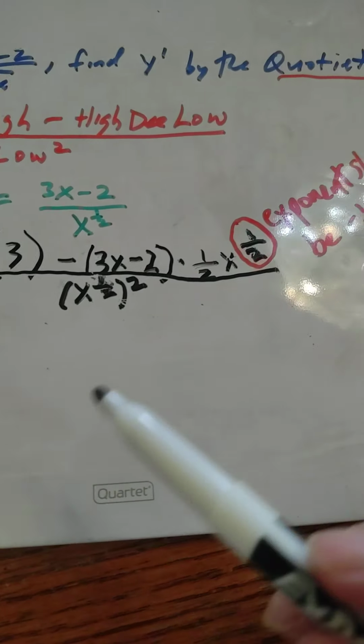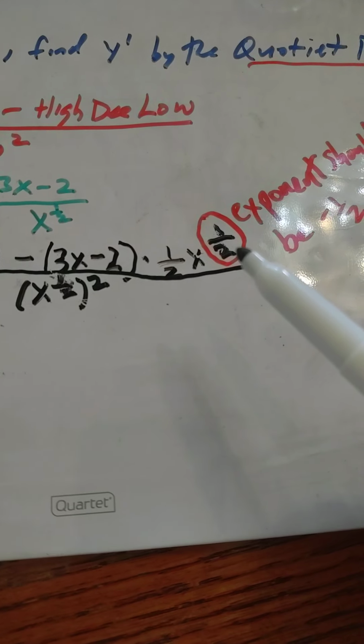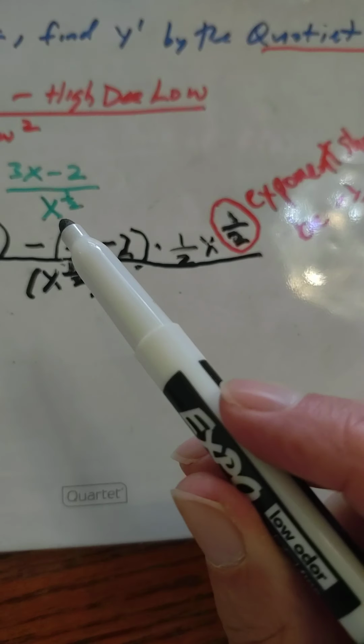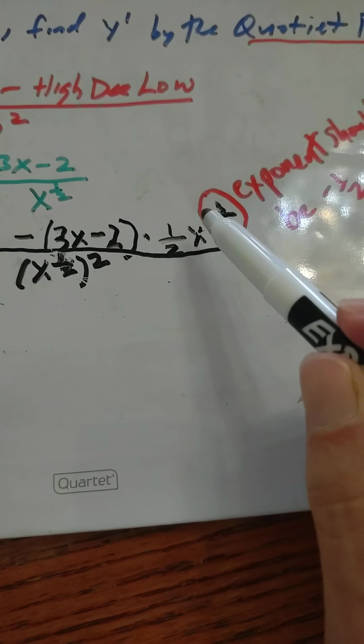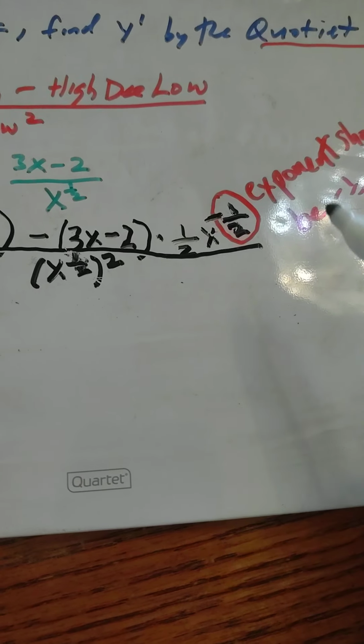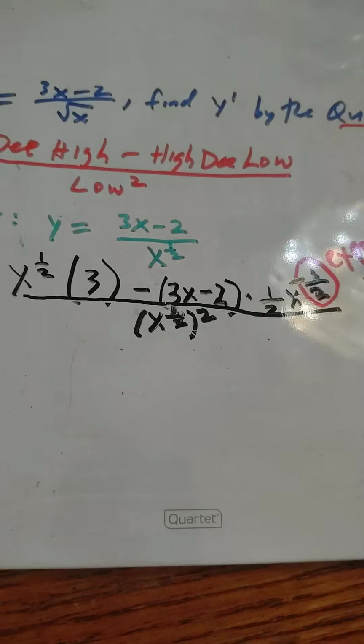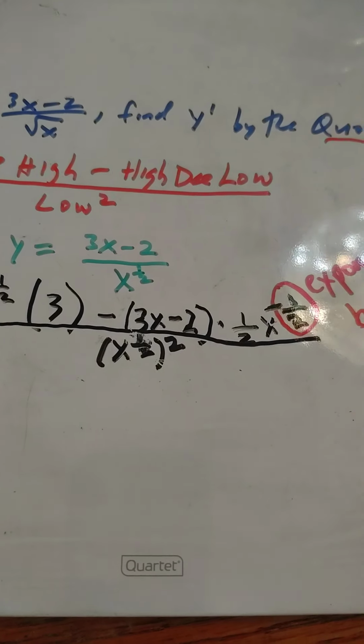And then the rest of the problem I did based on this incorrect exponent. So again, what is the derivative of x to the 1/2? It's 1/2 x to the negative 1/2. Okay, so that was an error I made in the last video.